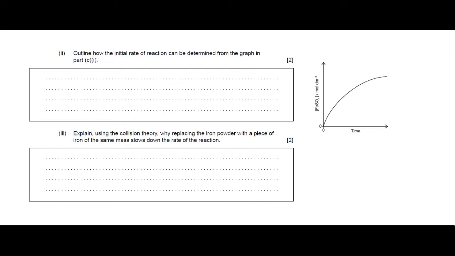So this is the next part of the question. Outline how the initial rate of the reaction can be determined from the graph in part C1. So in order to determine the initial rate of the reaction, meaning initial rate means at the start, the moment at which we are mixing the reactants.